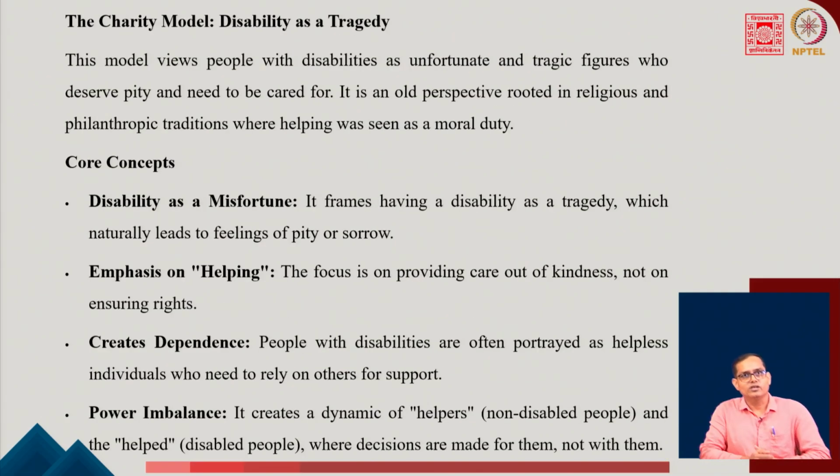The next model of disability is the charity model of disabilities, which considers disabilities as tragedy. This model views people with disabilities as unfortunate and tragic figures who deserve pity and need to be cared for. It is an old perspective rooted in religious and philanthropic traditions where helping was seen as a moral duty.